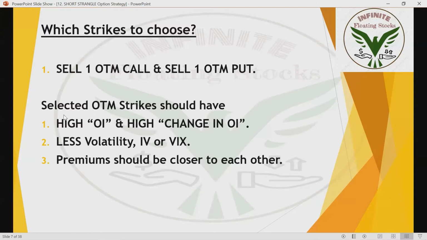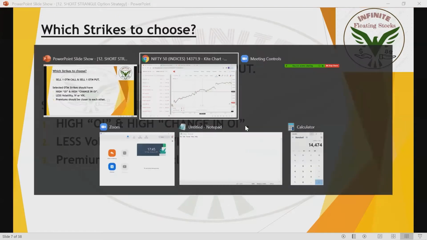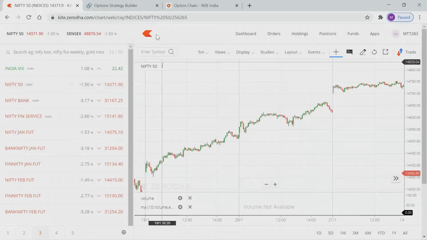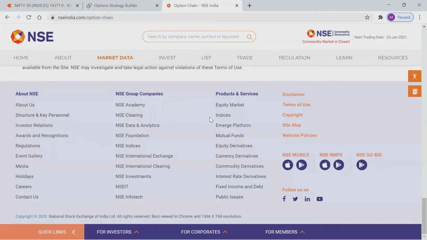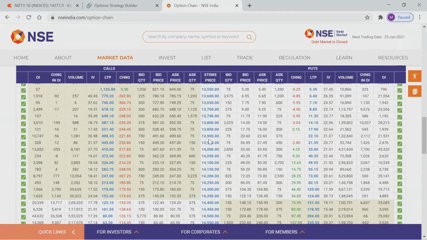Okay, the selected OTM strikes should have high OI and high change in OI. Let's get on to the option chain table. Then I'll tell you which strike has a high OI and which strike has a high change in OI. You need to consider these things when you're choosing strikes. Here is the trading platform and this is the option chain table.